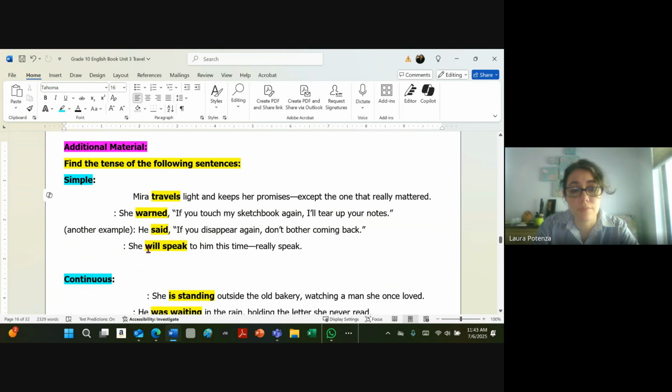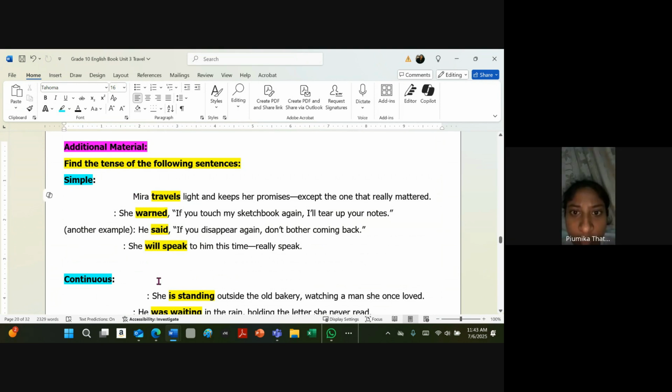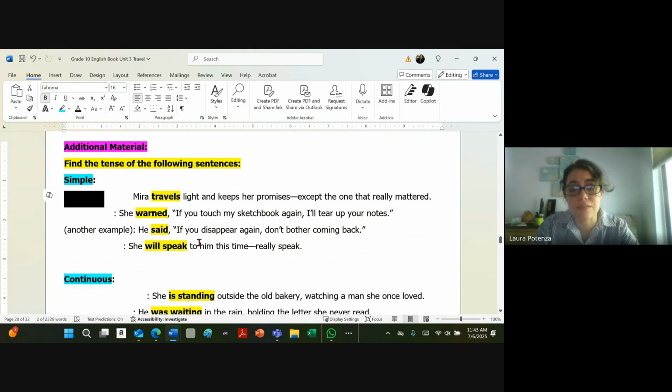Meera travels right and keeps her promises, except the one that really mattered. So what tense is this? What tense is travels? Is it present, past, or future? Present. So it's simple present. Yes.